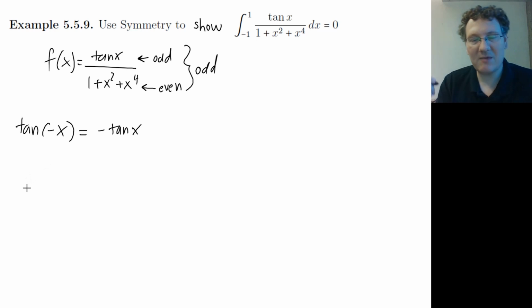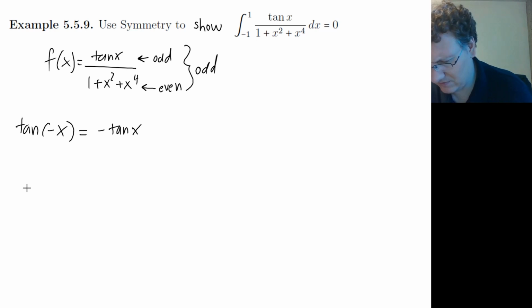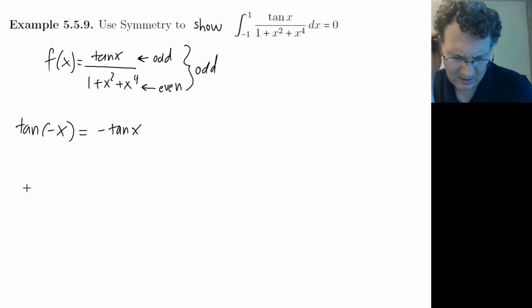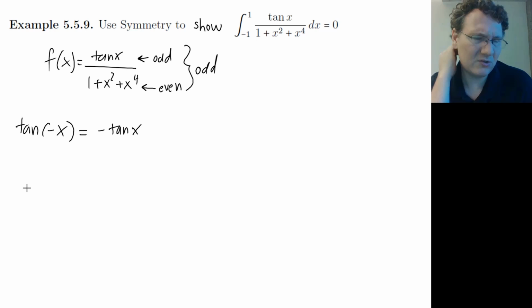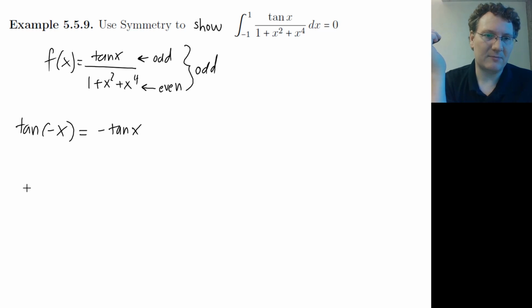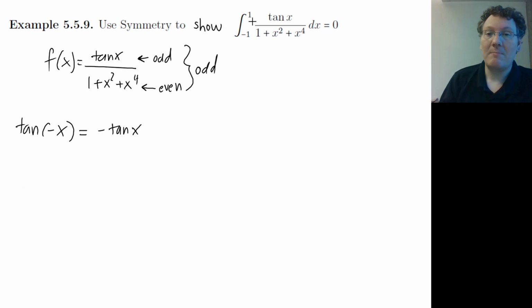If you have an odd times an odd function, you're going to end up with an even function. If you have an even function times an even function, you get an even function. But if you have an odd times an even, or an odd divided by an even, it'll be odd. So because this is odd, and because we're going from -1 to 1, it's going to be 0.